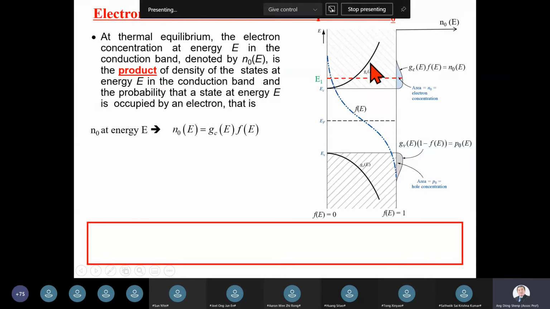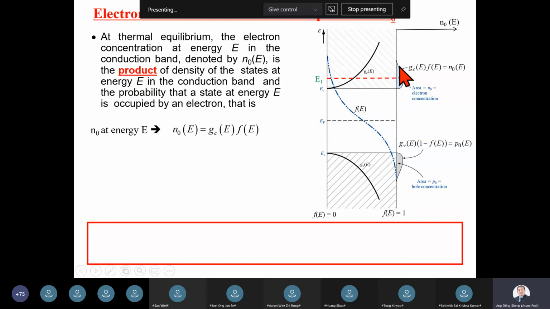But on the other hand, the electron occupancy is determined by the Fermi-Dirac function. As you know, the Fermi-Dirac function has a value of 0.5 at the Fermi level. And for energy states above the Fermi level, this function goes to 0 very quickly. So if you take the product of these two functions, the end result will be a curve that is shaped like this.